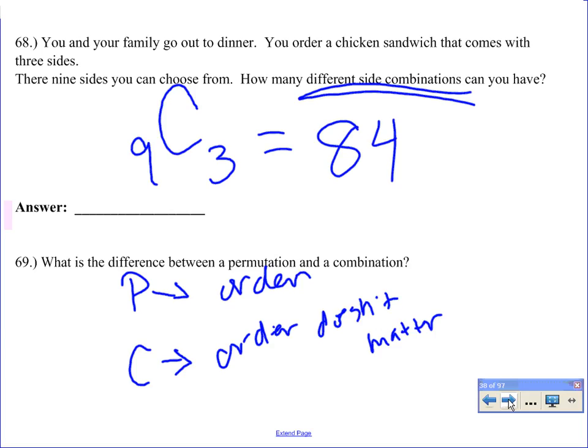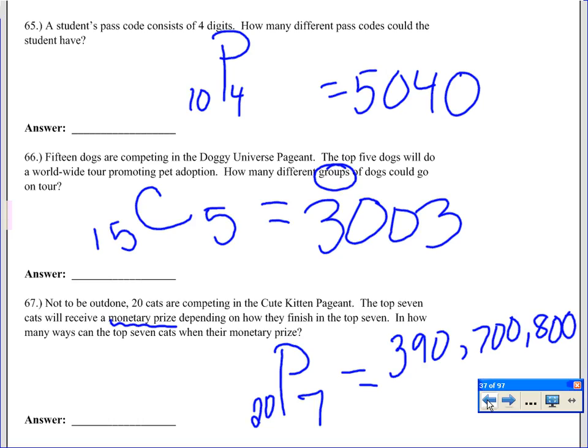Okay. 68 is 84, 69, permutation, order matters, combination, order does not matter. Okay, one more page. 67 is permutation of 20 objects chosen 7 at a time, 390,700,800. Did it work? Okay.